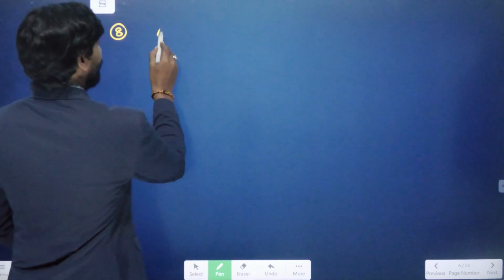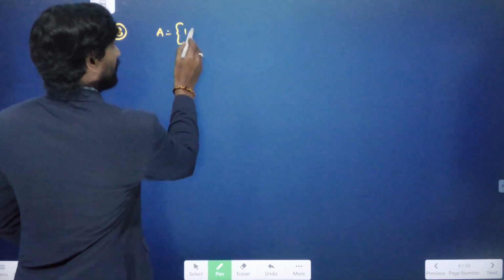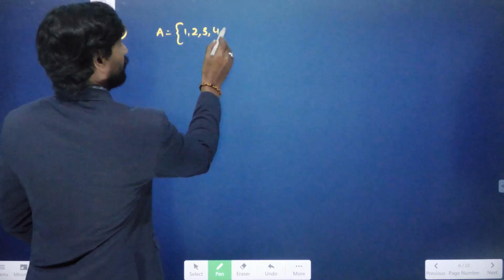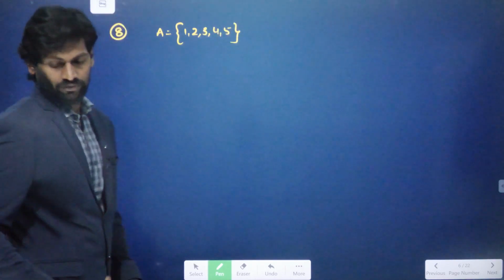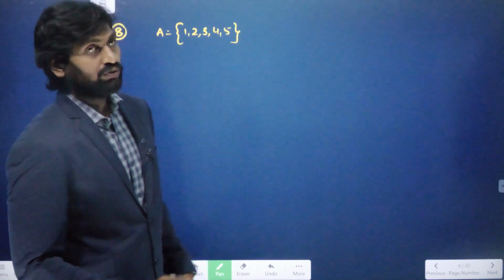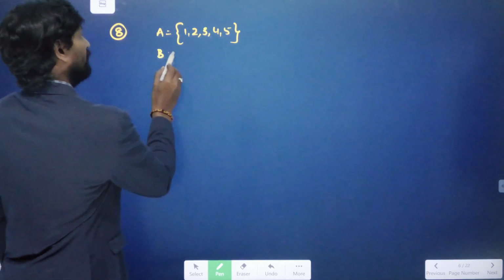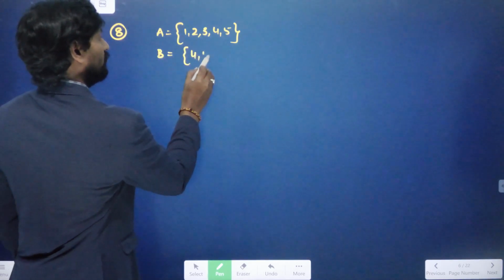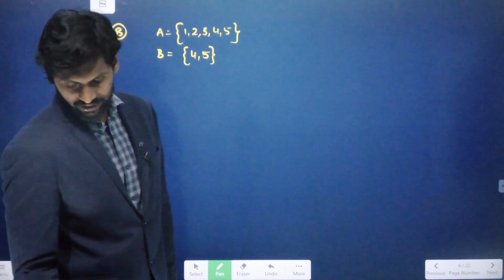Okay, the 8th problem is: if A equals {1, 2, 3, 4, 5}, the first five natural numbers. Yeah, this is list form or roster form. And B equals {4, 5}. B is the set of 4, 5.